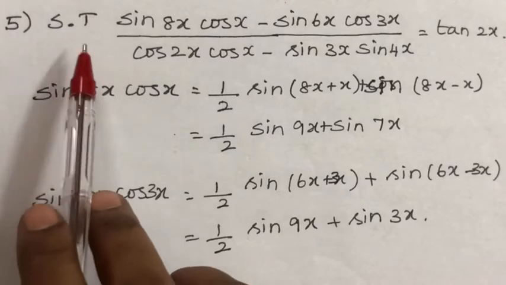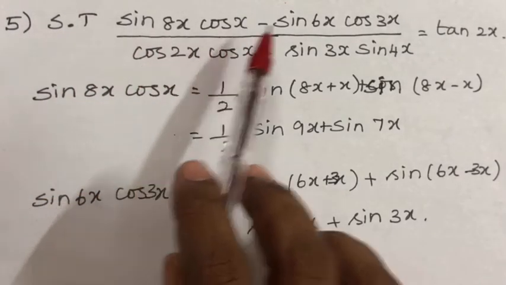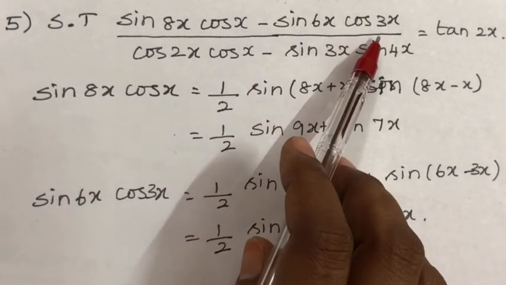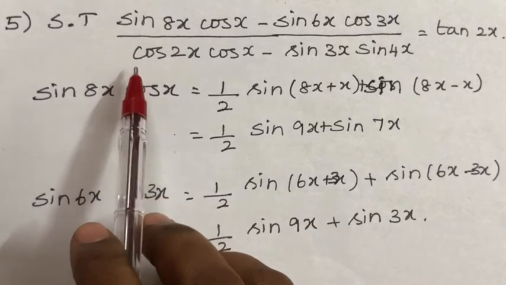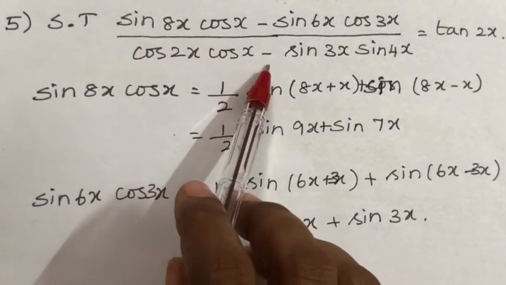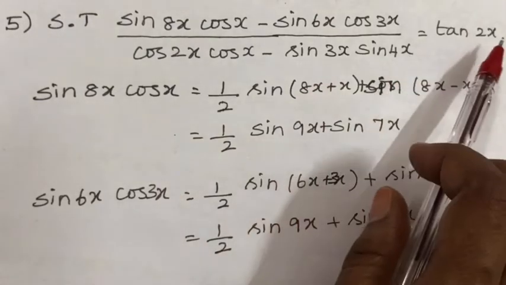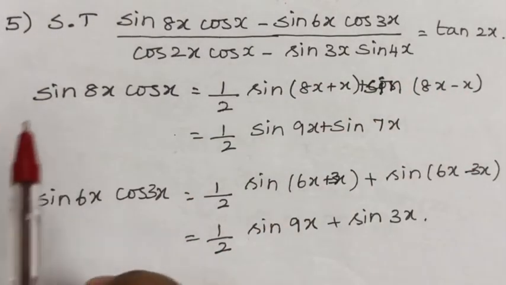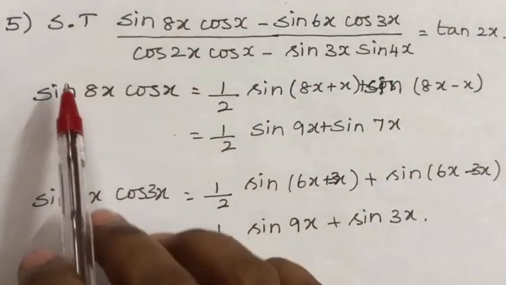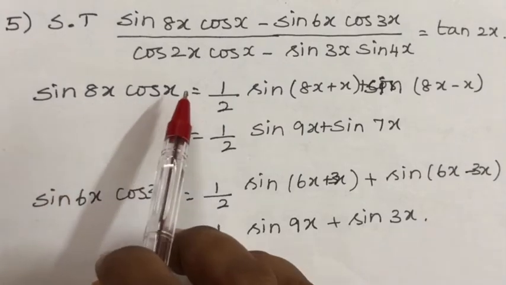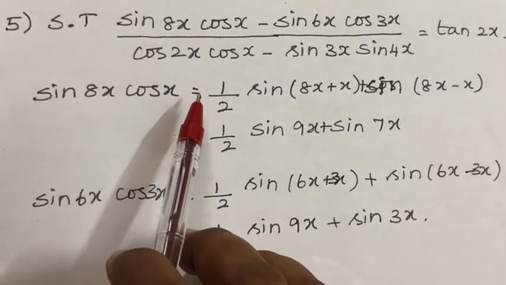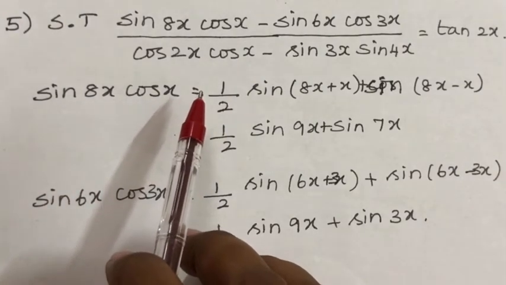Fifth problem. Show that sin 8x cos x minus sin 6x cos 3x divided by cos 2x cos x minus sin 3x into sin 4x, that is equal to tan 2x. First, let's take this expression sin 8x cos x. Here again we use product to sum identities.